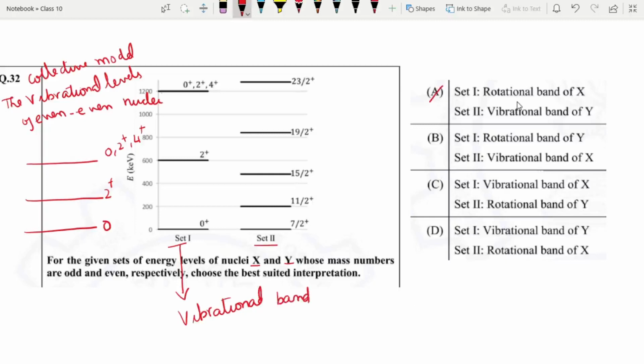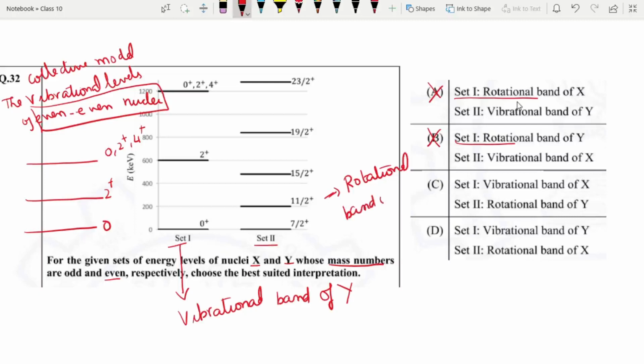Therefore, option A and option B are incorrect because it says set 1 is a rotational band. Now we have to check whether this vibrational band corresponds to X or Y. This corresponds to an even nuclei. In the question they have given Y corresponds to a mass number of even. Therefore, Y nuclei corresponds to the vibrational band. And set 2 is a rotational band of X. So answer is option D.